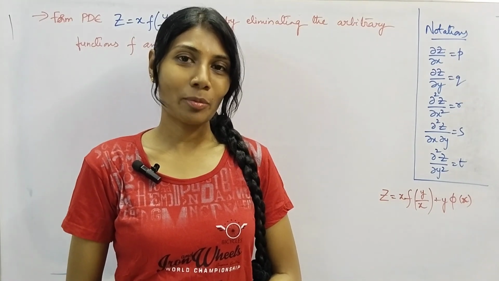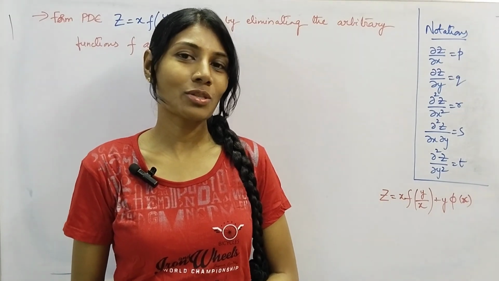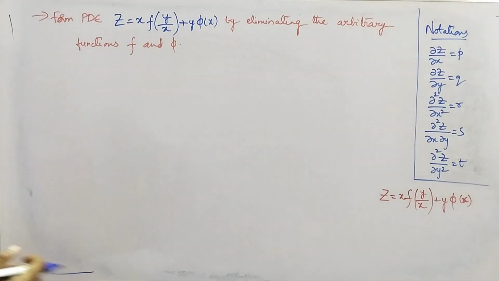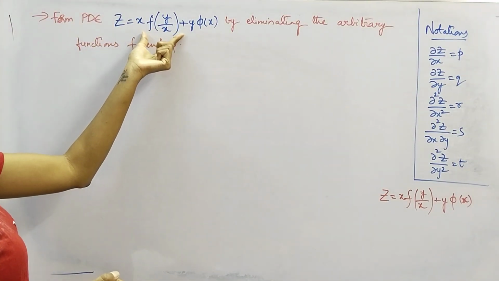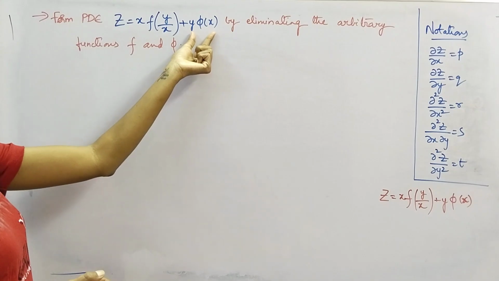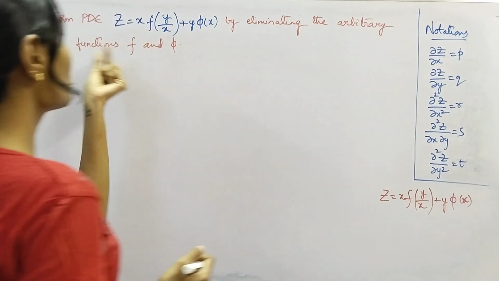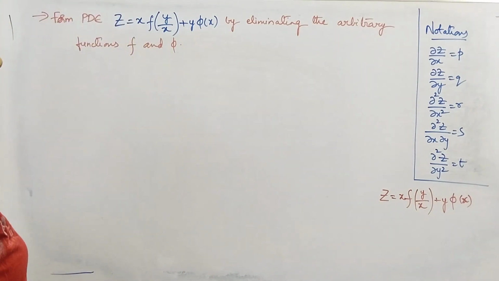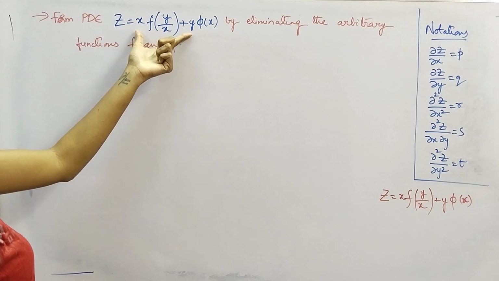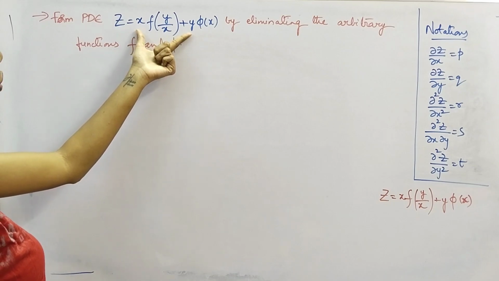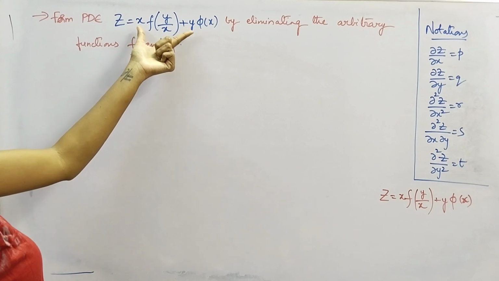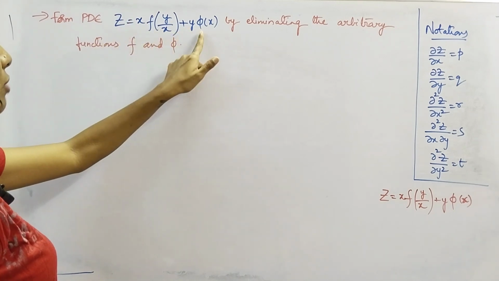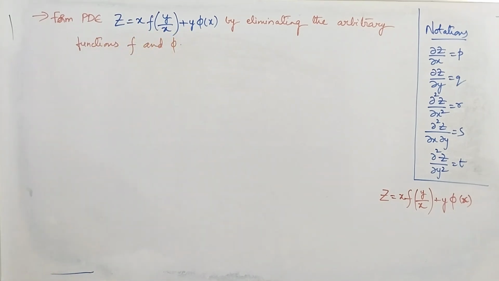In this video, we're going to see a problem from partial differential equations. So let's get going. Problem: form the partial differential equation z equal to x into f of y by x plus y into phi of x by eliminating the arbitrary functions f and phi. So we are given a relation, z equal to x into f of y by x plus y into phi of x, and we are asked to form a partial differential equation from it by eliminating f and phi, which are arbitrary functions. So let's see.